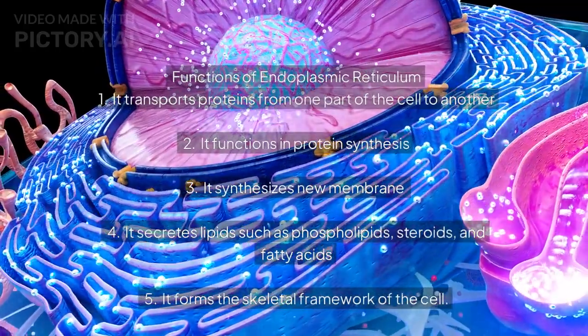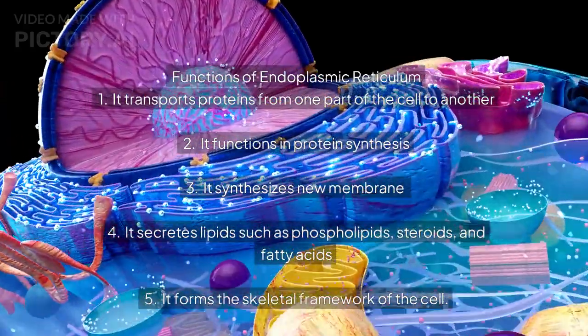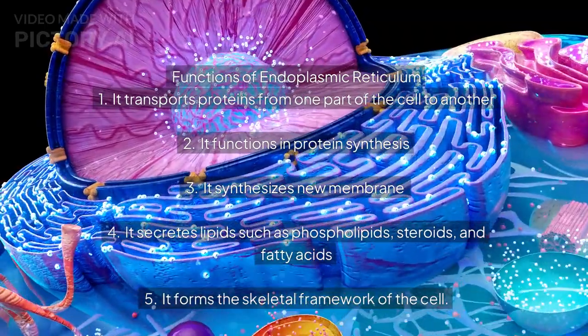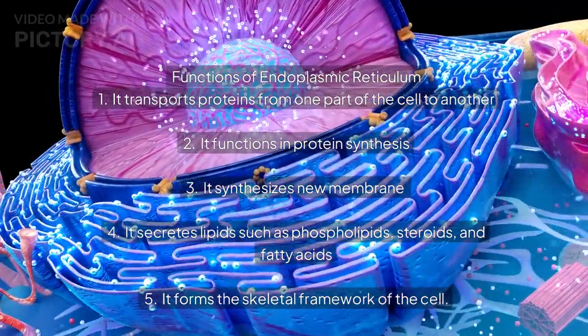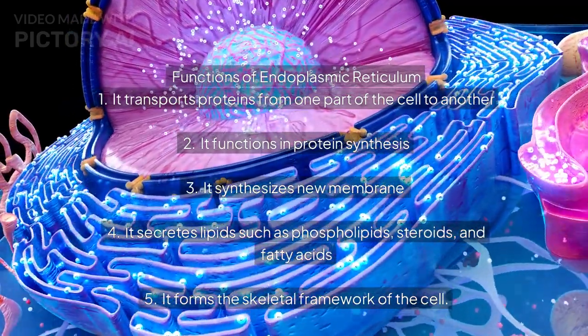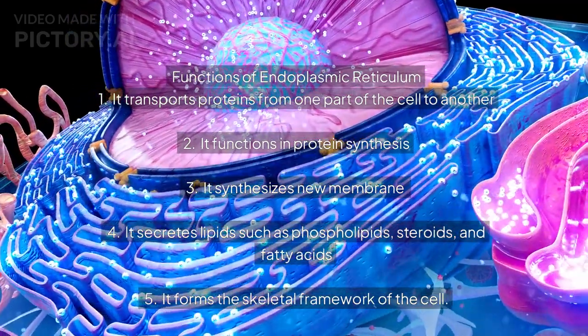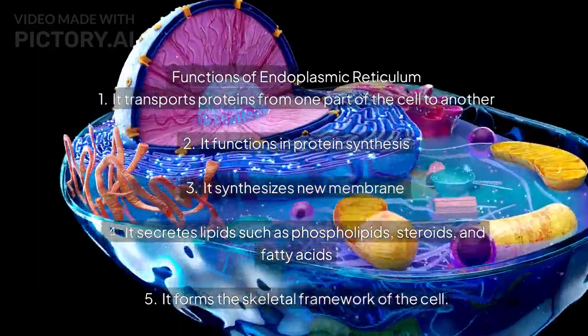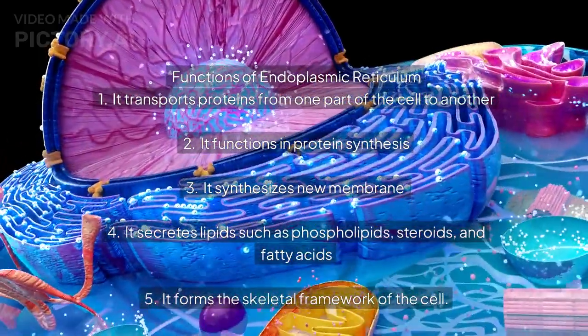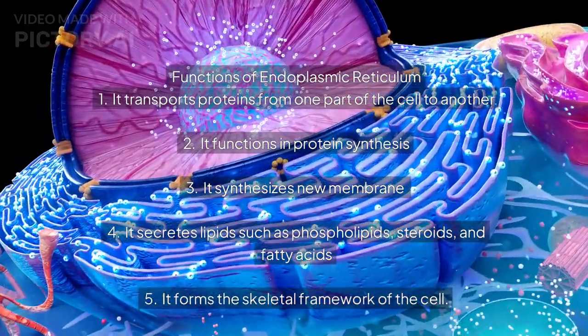Functions of endoplasmic reticulum. 1. It transports proteins from one part of the cell to another. 2. It functions in protein synthesis. 3. It synthesizes new membrane. 4. It secretes lipids such as phospholipids, steroids, and fatty acids. 5. It forms the skeletal framework of the cell.